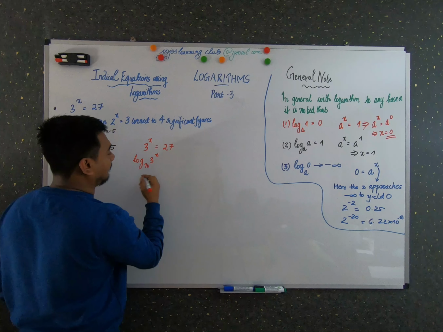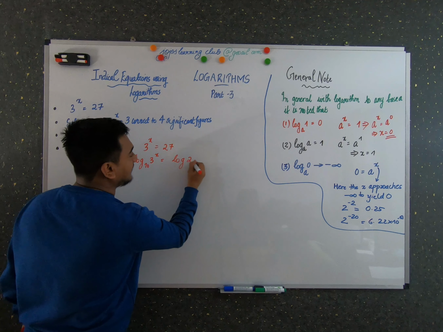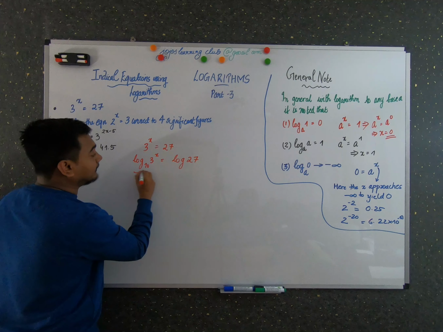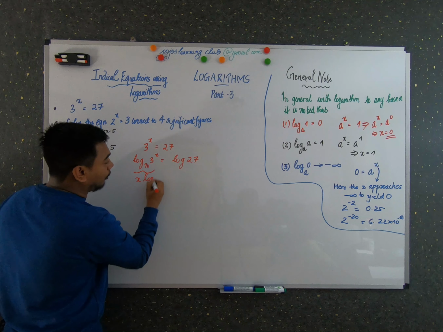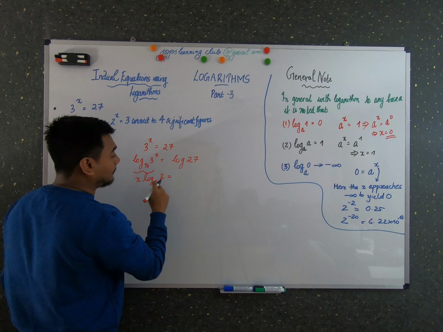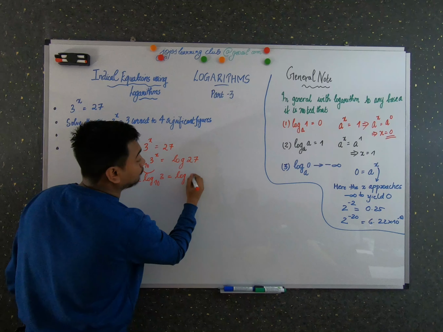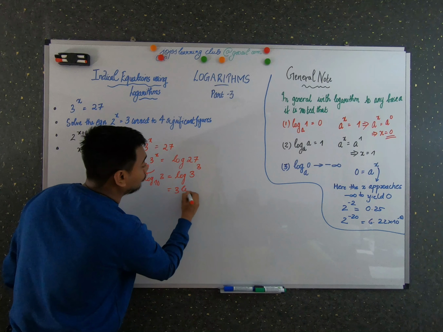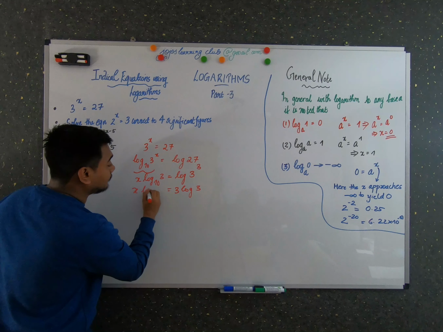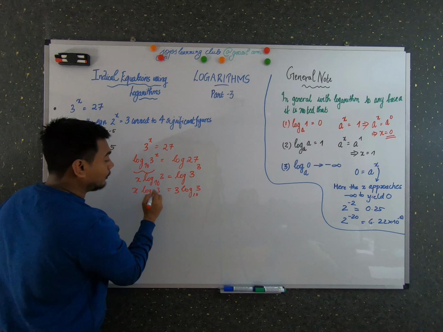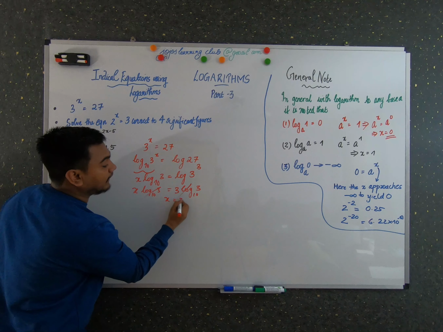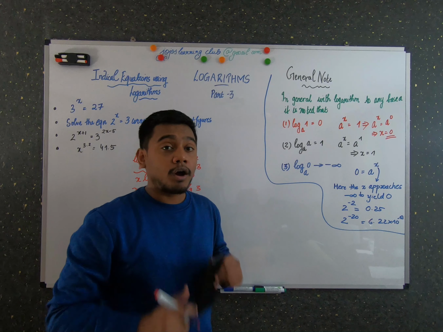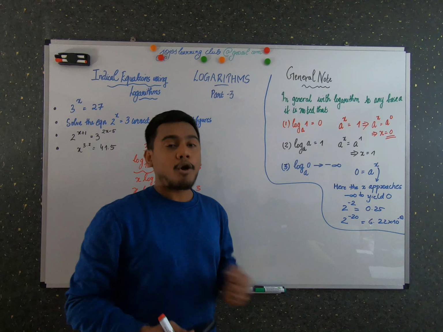So it becomes log 10 of 3 raised to x is equal to log of 27. Now you can write this as x into log to the base 10 of 3. Log of 27 is the same as log of 3 cube, so you can write this as 3 into log 3 is equal to x into log 3. Now this gets cancelled and you can find the value of x from it. This is how you solve equations using logarithms.